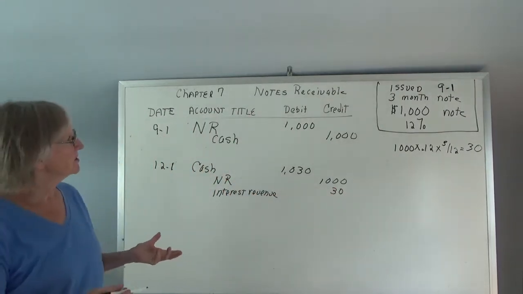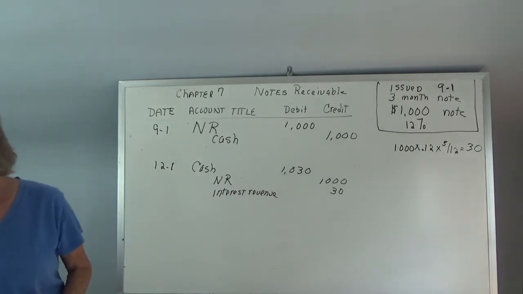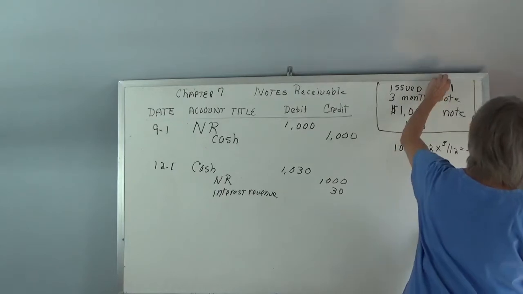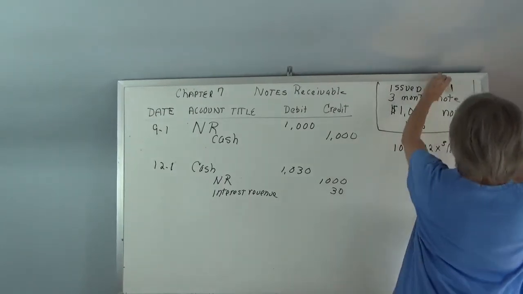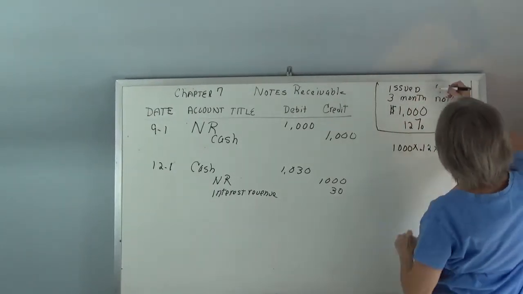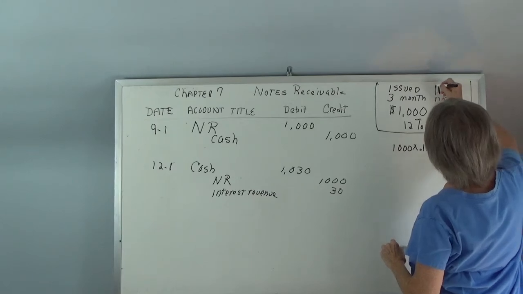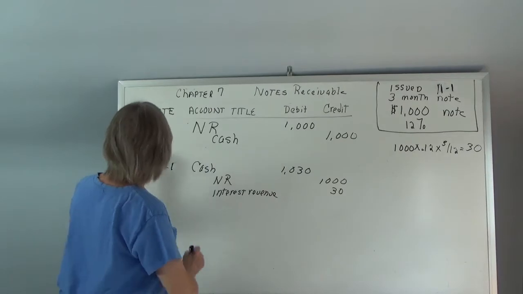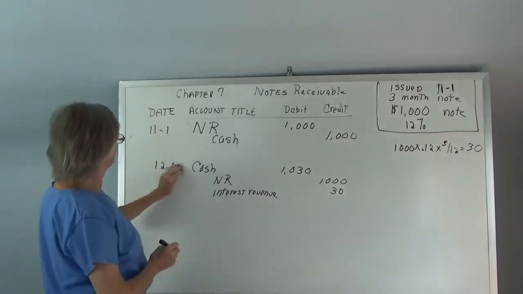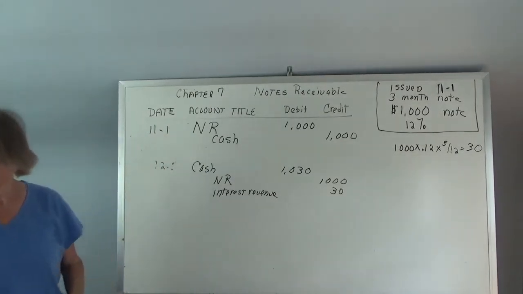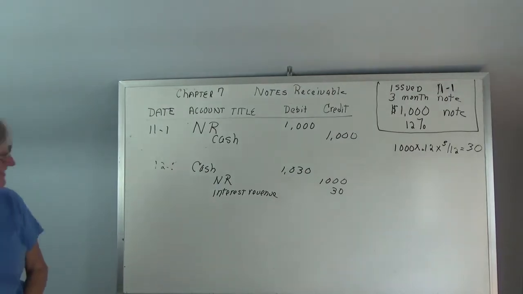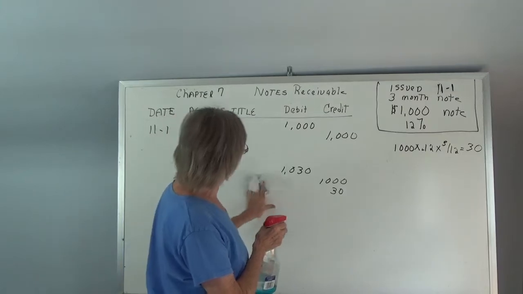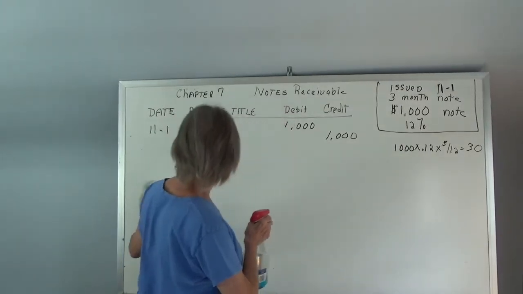Now the only complication there is, what if instead of dated 9/1, the note was dated 11/1. It's kind of messy. All right, so now instead of 9/1, it's dated 11/1. It's not erased that well. Okay, here we go. So let's see what happens with this.